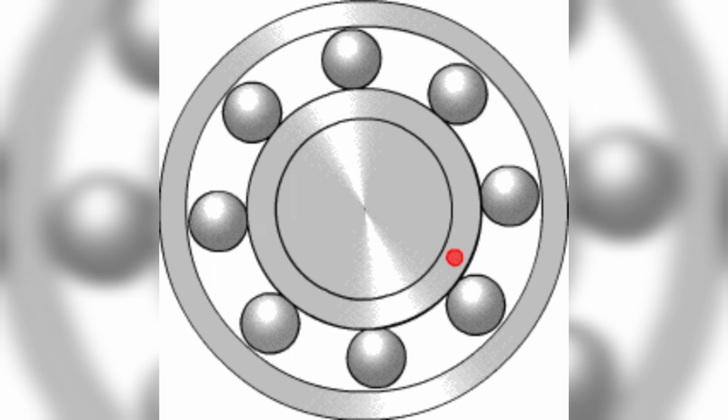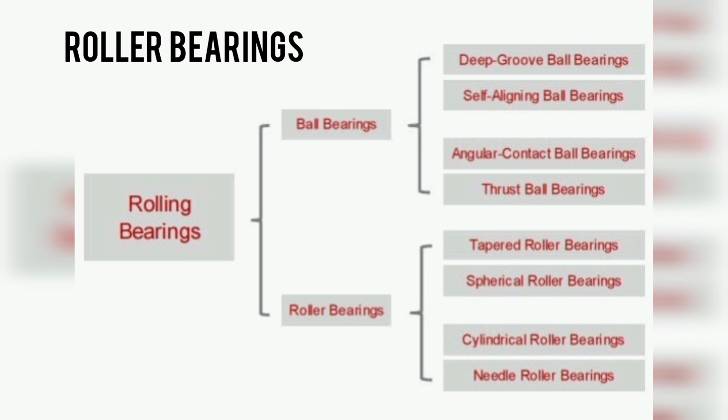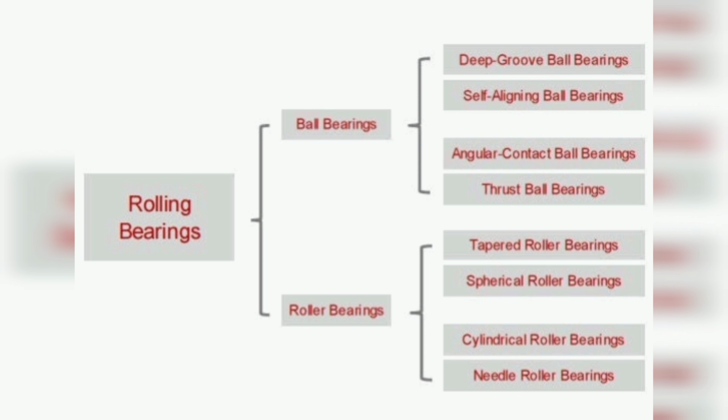So let's start. Bearing types, rolling bearings. There are two types: ball bearings and roller bearings. In ball bearings: deep groove ball bearing, self-aligning ball bearing, angular contact ball bearing, thrust ball bearing. In roller bearings: tapered roller bearings, spherical roller bearing, cylindrical roller bearing, needle roller bearing.